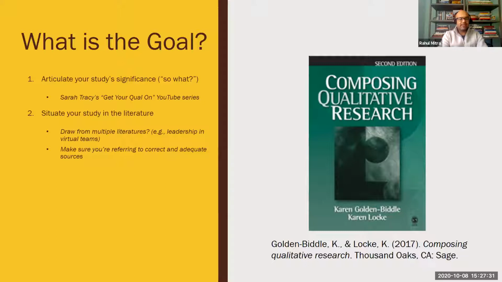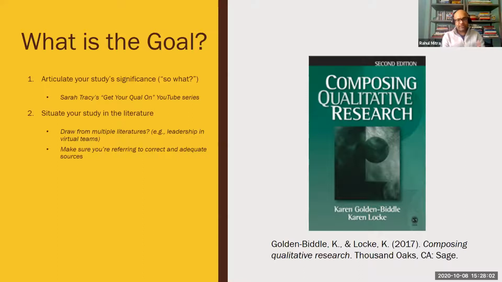In some cases, especially when you're doing work that is interdisciplinary and crosses different fields, it really helps to have a literature review that draws from across these different areas so that you can situate the contributions of your work. At the same time, it also means that you need to be careful that you are referring to the correct sources as well as the adequate sources, right?